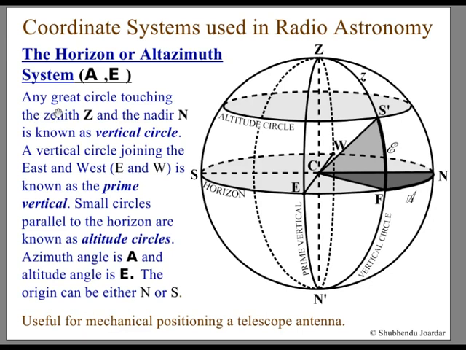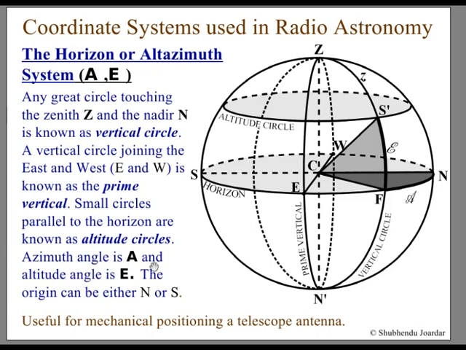I'll just read it. Any great circle touching the zenith Z and the nadir N is known as the vertical circle. So here is a vertical circle. It is touching the zenith and nadir. A vertical circle joining the east and west is known as the prime vertical. This is a prime vertical because it is joining east and west. Small circles parallel to the horizon are known as altitude circles. Again, this we know is the elevation or altitude. So any circle parallel to this will be an altitude circle.